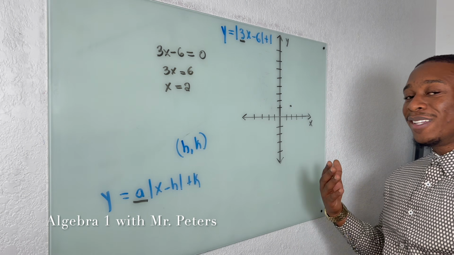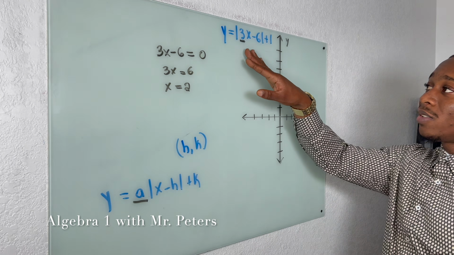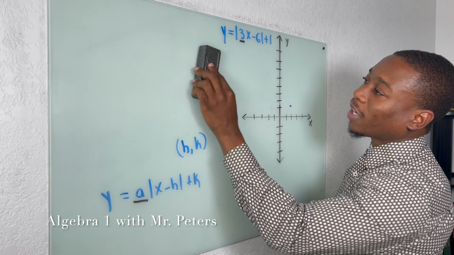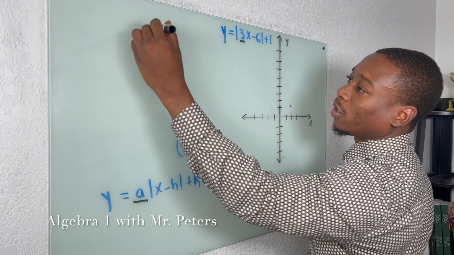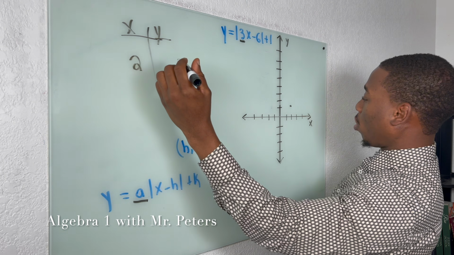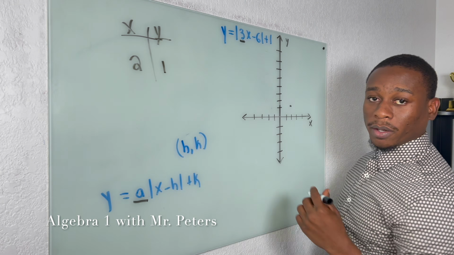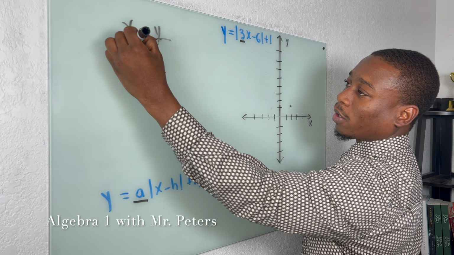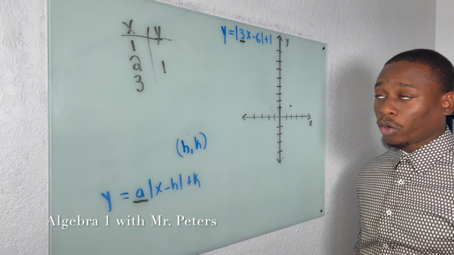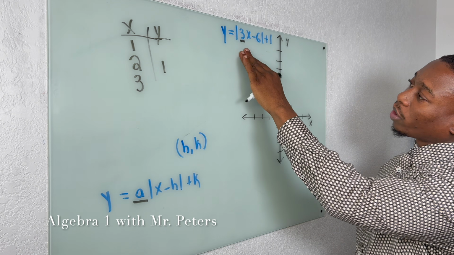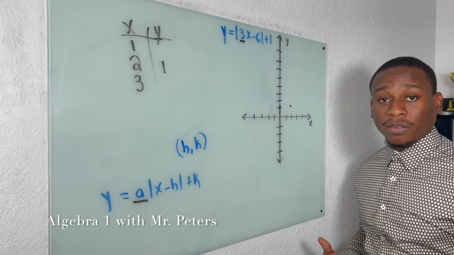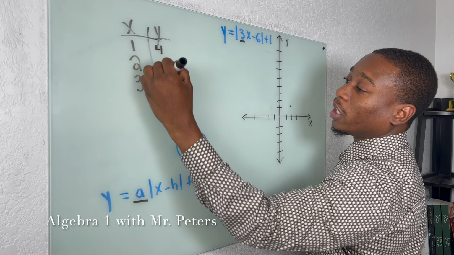Now, we can't use the slope because this is not in the same format. That 3 kind of throws us off. So what we're going to do is create a table and find at least one more point. So we have x, we have y. We know when x is 2, our y is going to be 1. So now we're just going to pick 1 and 3. We know they're going to share the same exact y coordinate. So 3 times 1 gives me 3. 3 minus 6 is going to give me -3. The absolute value of -3 is 3, plus 1 gives me 4.